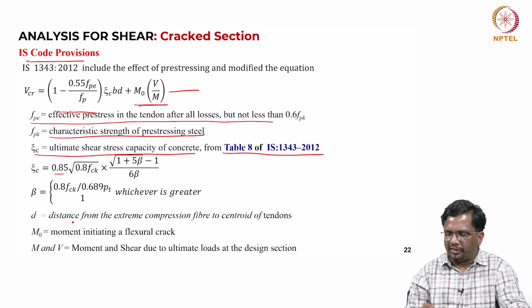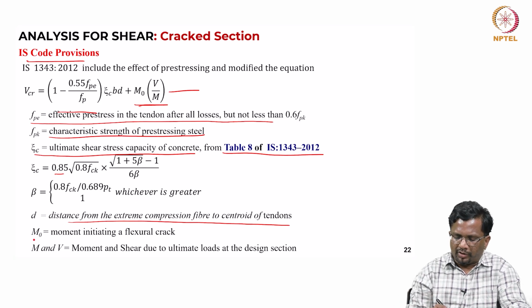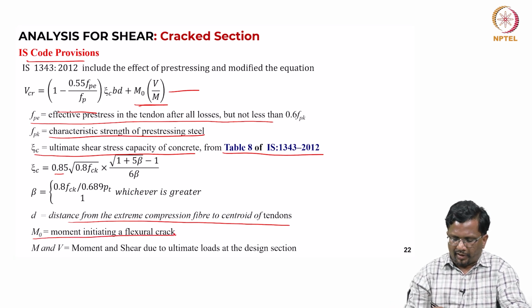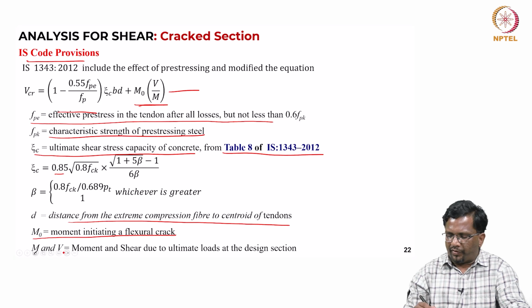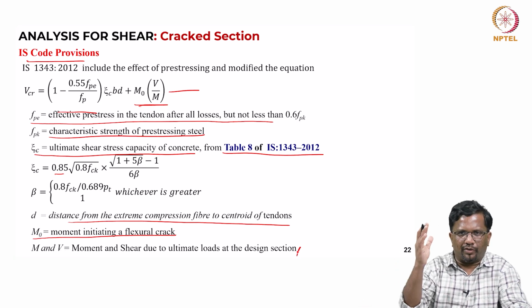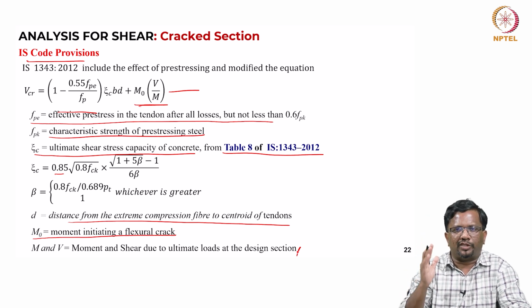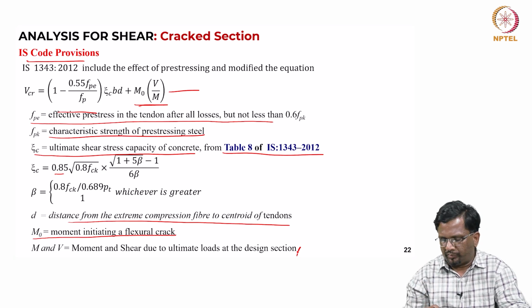Now, what is D? D is the distance from the extreme compression fiber to the centroid of the tendon, and M naught is the moment initiating a flexural crack, and M and V are the moment and shear due to ultimate loads at the design cross section. At any cross section, even before design, we know what would be the moment and shear acting in the cross section, that will be given to you. So, you can find out that ratio, right.